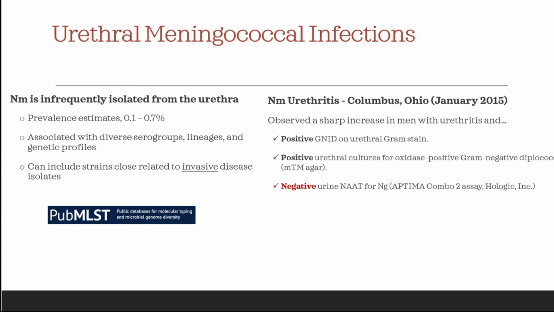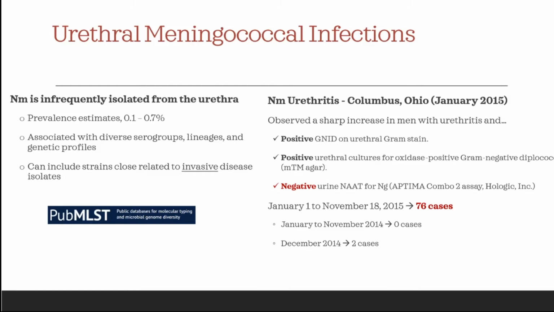In January of 2015, we were contacted by our colleagues in Columbus, Ohio, who had been observing a sharp increase in men with urethritis, and these isolates that they were recovering were typical gram-negative intracellular diplococci on gram stain, and had positive urethral cultures, but the cultures by the rapid analysis and NAT testing were negative for gonococci, and in fact grew Neisseria meningitidis.